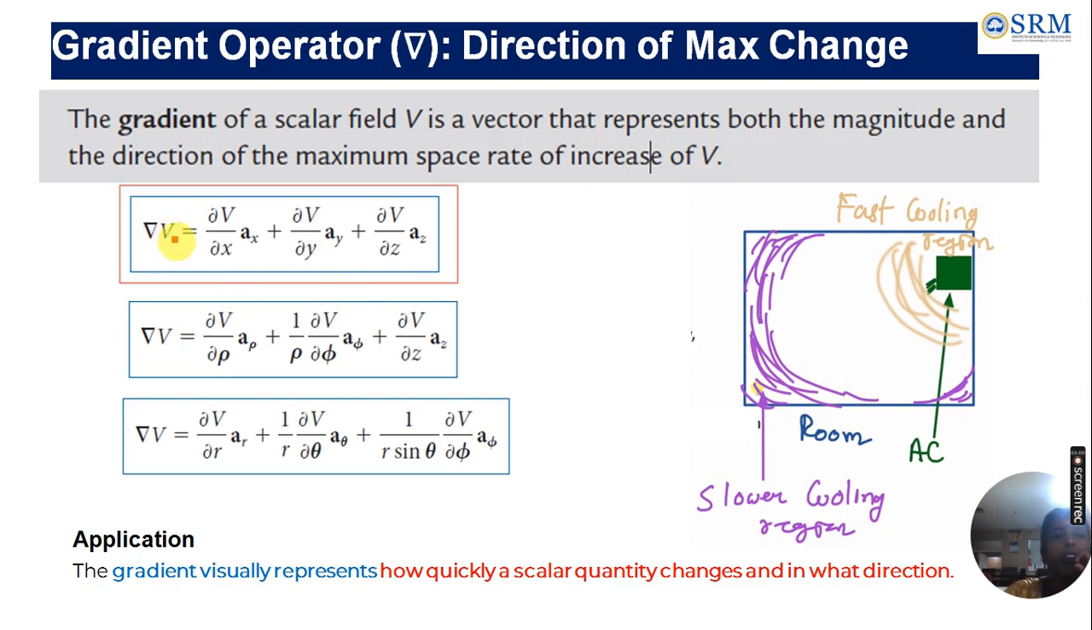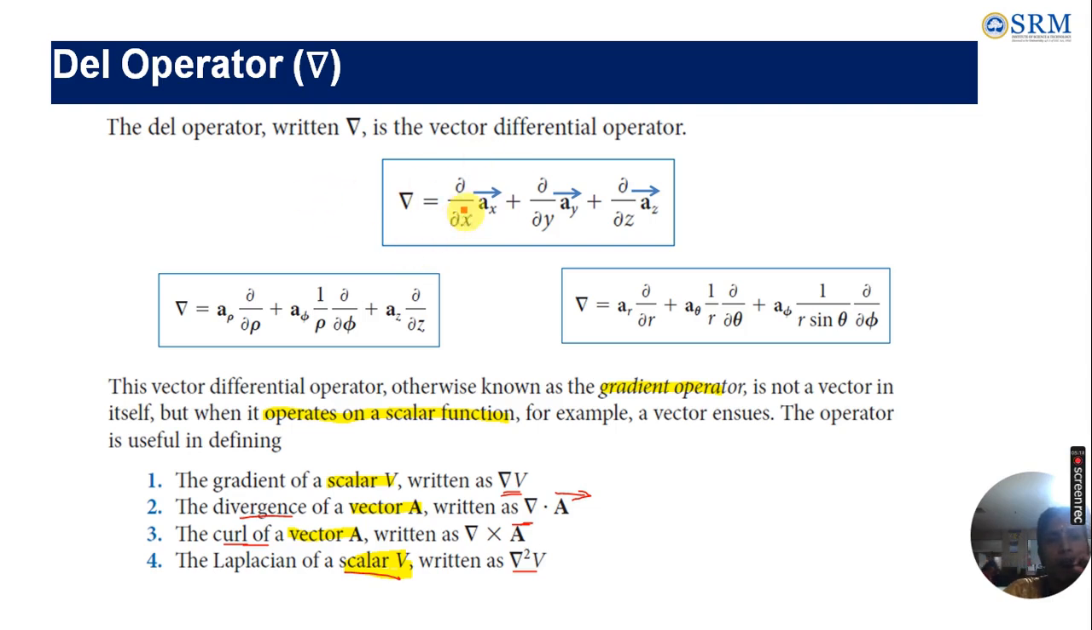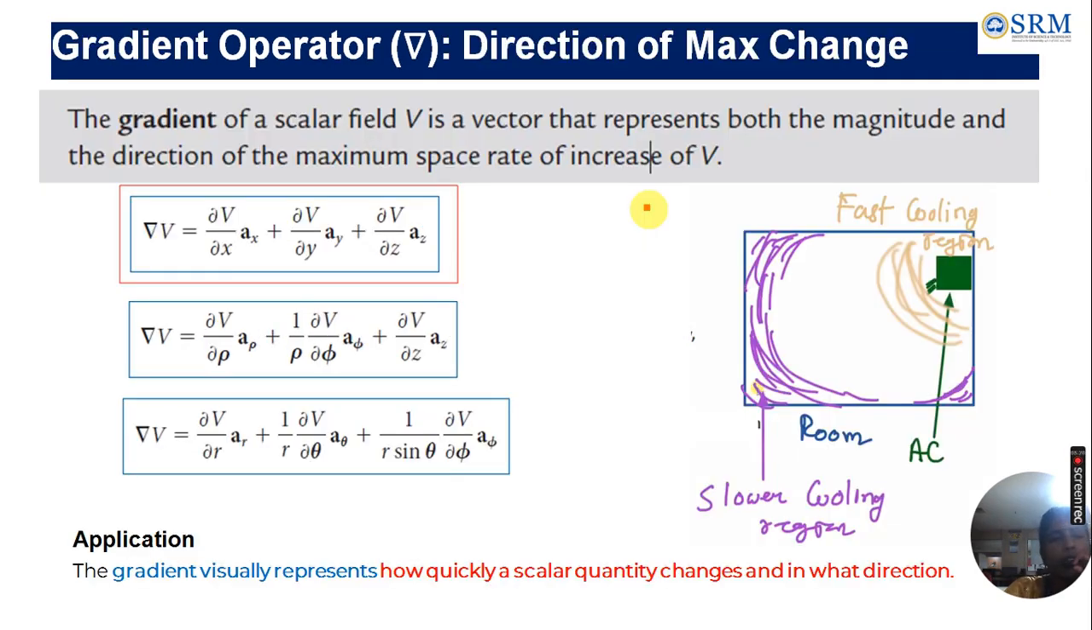So if I write it in Cartesian, that is, del V is equal to ∂V/∂x into ax cap plus ∂V/∂y into ay cap plus ∂V/∂z into az cap. So what we have done is taken the del operator and substituted the scalar field V in all the parts. Okay.